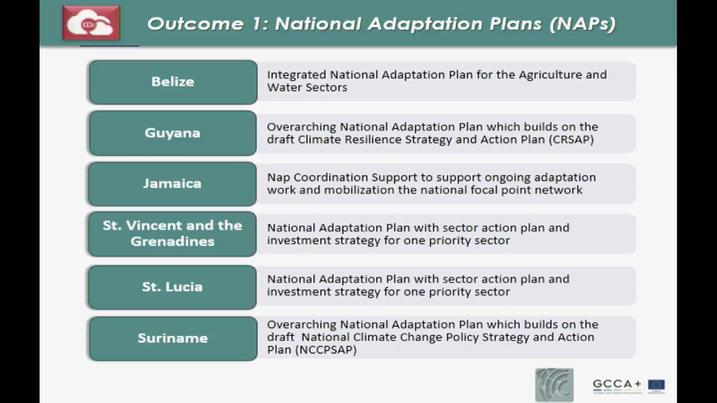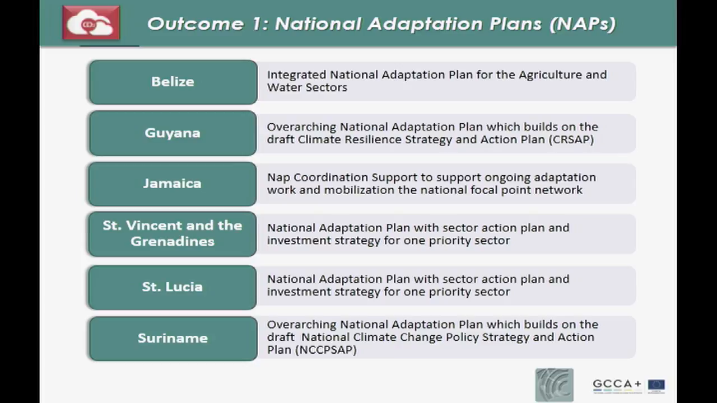For example, for Guyana and for Suriname, we are building on existing documents and work that they would have undertaken, because they've done quite a bit of work before. For Jamaica, they have a number of partners who are assisting them in the development of the NAP, so we are providing them with coordination support for the CCD, which is the Climate Change Division. For St. Vincent and for St. Lucia, we're helping them with overarching NAPs and sector-specific policies, as well as investment plans. And for Belize, we are targeting specifically the agriculture sector and integrating that with water.